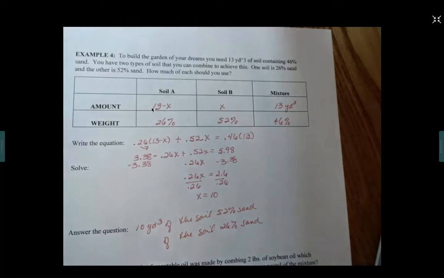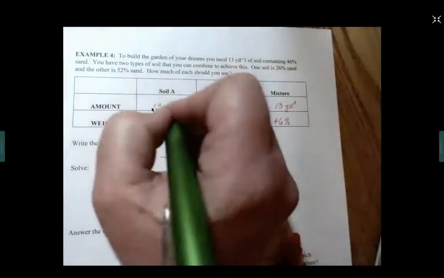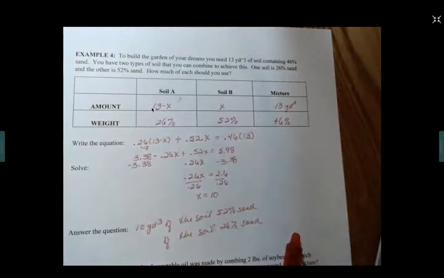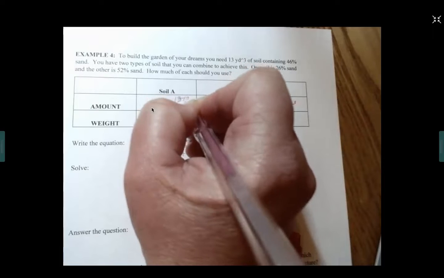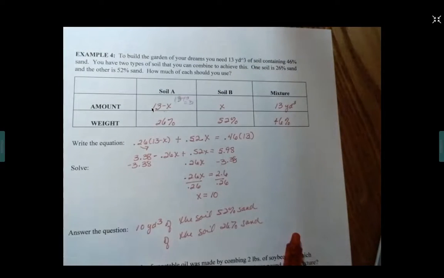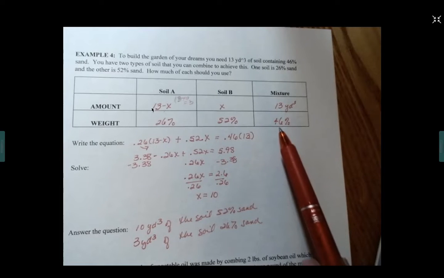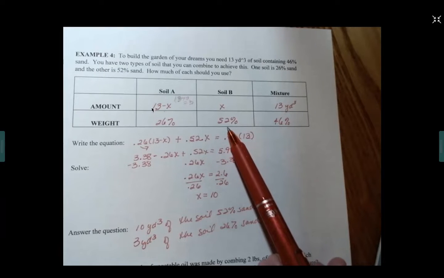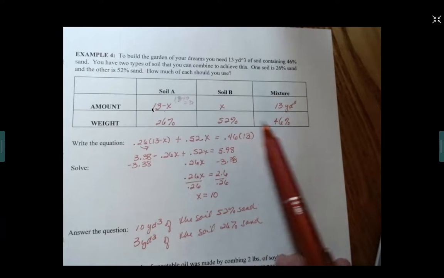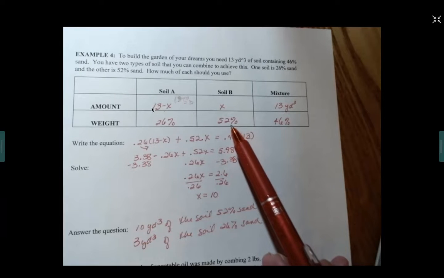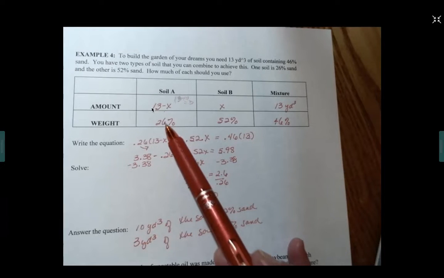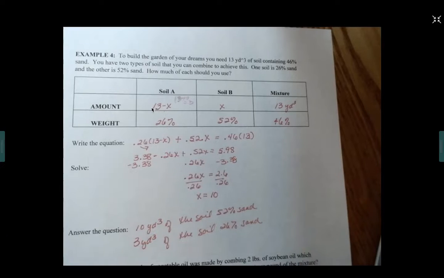Well, to get that, we'll simply take 13 minus our 10. Pen's not showing up. Which gives us 3. So we'll only need 3 cubic yards of the soil of 26% sand. And again, does that make sense? And it should make sense if you think about it. Our mixture is 46%. This is 52%. Those are very close. So you should need more of soil B than you need of soil A to get close to that 46%.